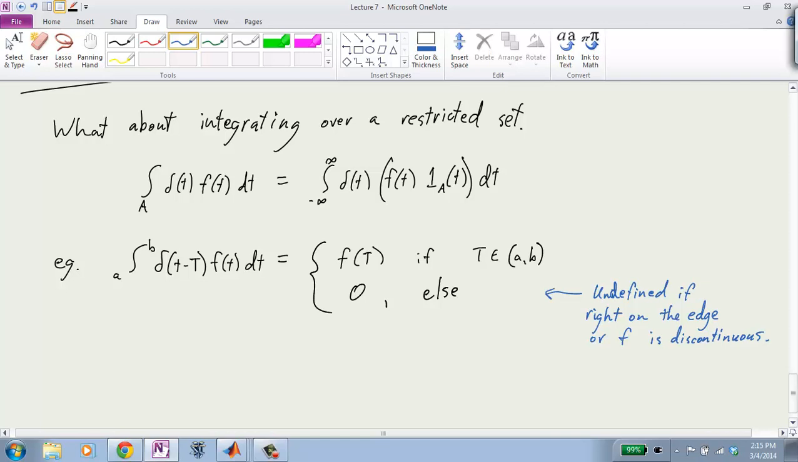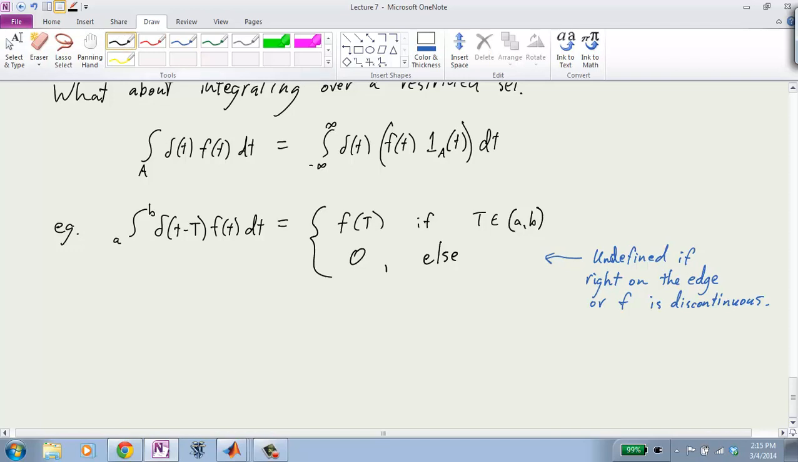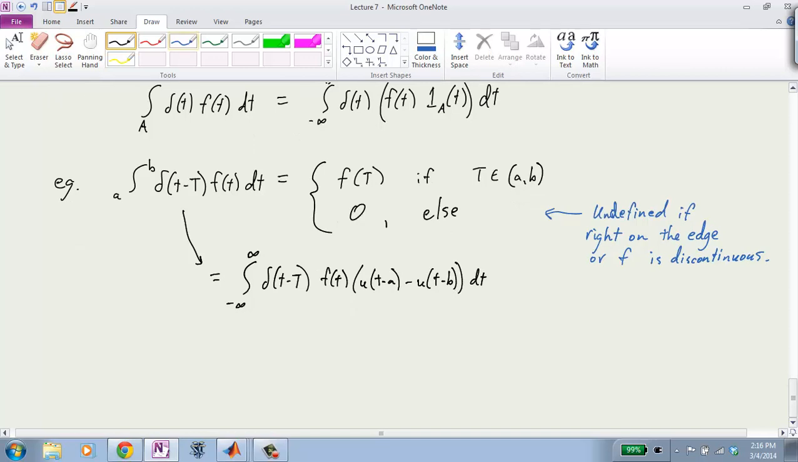Okay, so why? We could have done this by saying that it equals the integral from negative infinity to infinity of delta of t minus cap T, times f of t, and then the indicator function, which I'll write as u of t minus a, minus u of t minus b. These are the unit step functions. If you take the difference between the unit step functions, you get something that's 1 between a and b, dt.